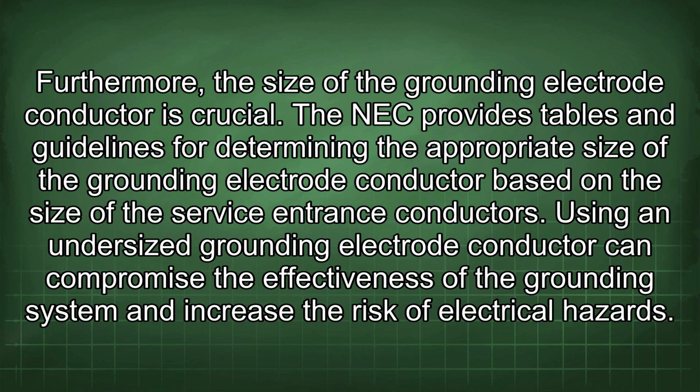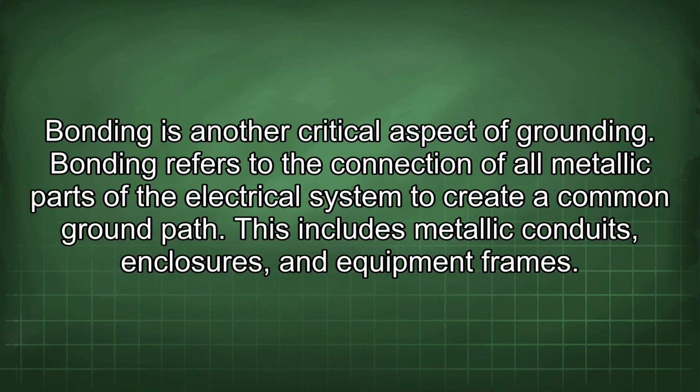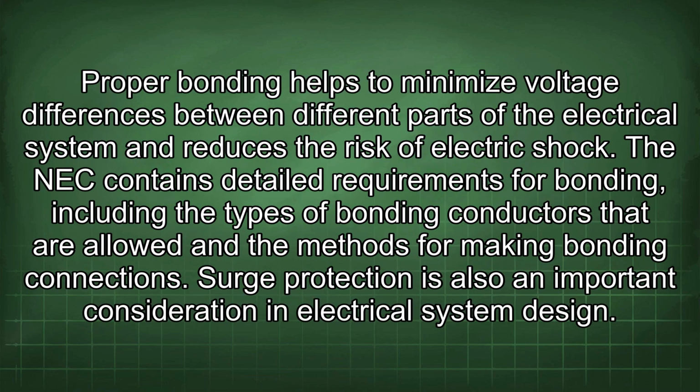Using an undersized grounding electrode conductor can compromise the effectiveness of the grounding system and increase the risk of electrical hazards. Bonding is another critical aspect of grounding. Bonding refers to the connection of all metallic parts of the electrical system to create a common ground path. This includes metallic conduits, enclosures, and equipment frames. Proper bonding helps to minimize voltage differences between different parts of the electrical system and reduces the risk of electric shock.